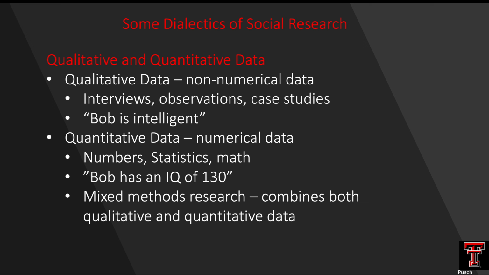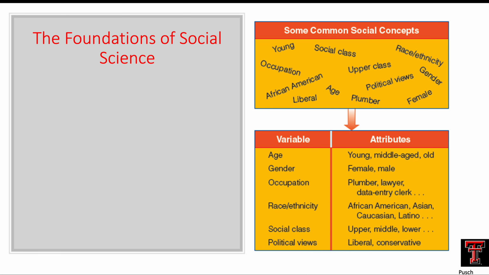So again, start thinking about what you would rather do for your project, whether you want to do maybe interviews and observations, or whether you want to take an existing data set and do a couple of very simple and easy statistical analyses. So mixed methods research is very popular in social sciences as well, and it combines both qualitative and quantitative data. And we're going to go very in-depth into both these types of data in later chapters.